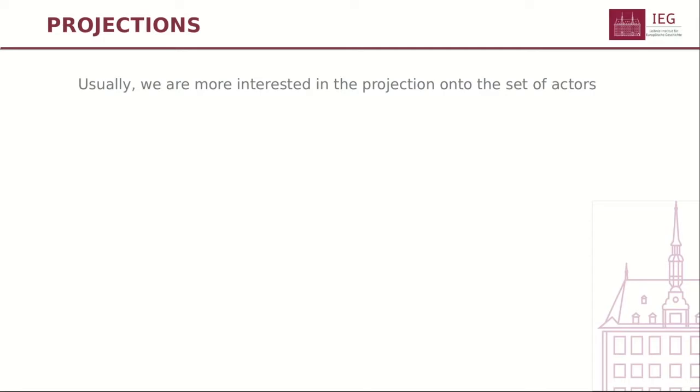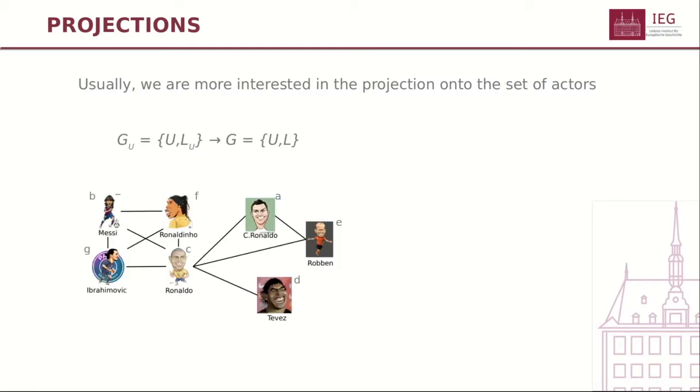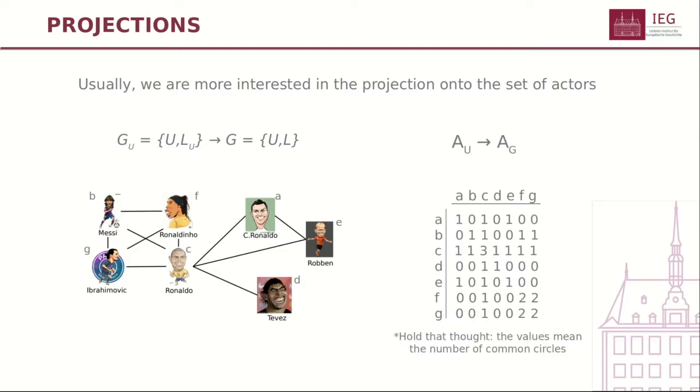So then instead of saying G sub U and L sub U, we can just call G and L to make it easier. And the adjacency matrix A sub U, we change to A sub G, so we're talking about the projection G. And A sub G is now a square matrix. That is, it has the same number of rows and columns. They are now the actors. Okay, so we can see the actors associated to the letters here in this illustration.